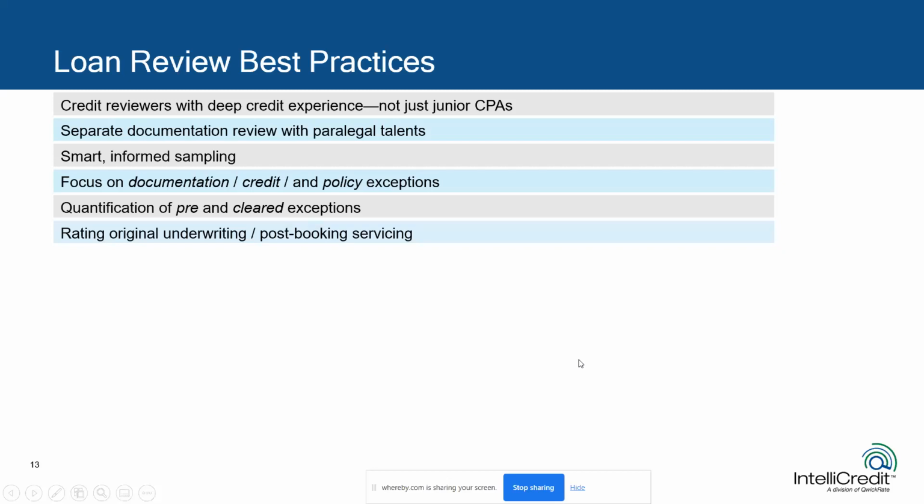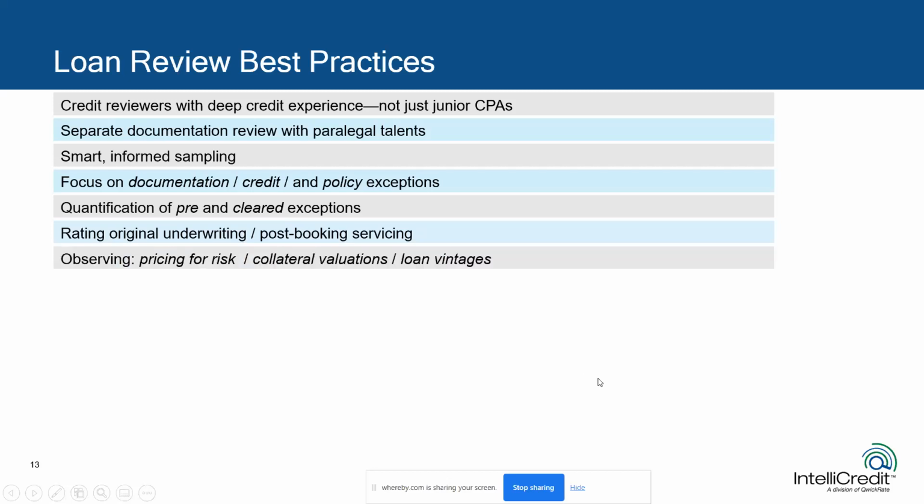I do think underwriting needs to be assessed by your loan review, and also post-booking servicing, and they're two distinctly different disciplines. Your loan review ought to be looking at pricing for risk, collateral valuations, again, in loan vintages, segregating your portfolio in ways that you're getting some good, valuable information around what are the risk profiles that may emanate from those particular three areas.